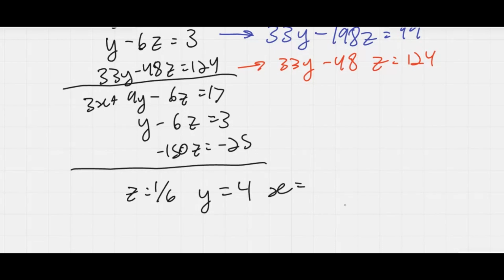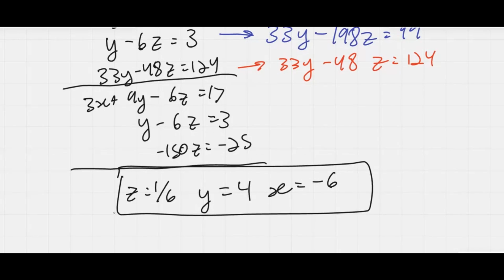And then for x, we can plug in the 4 and the 1 over 6 into y and z respectively. And so what that leaves us with is 36 minus 1, which is 35. Bringing 35 onto the other side, we have 17 minus 35, which is negative 18. And so negative 18 over 3 is negative 6. And so that is the solution to this system of equations.